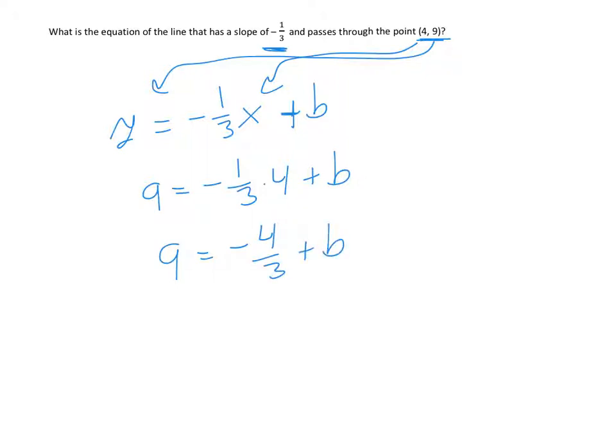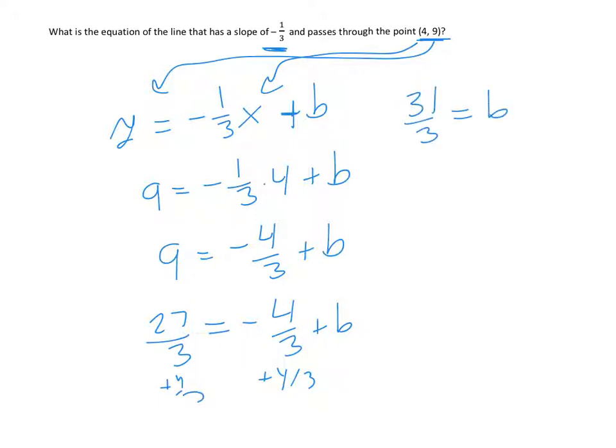Now this is not the prettiest when you're at a fraction, but you can remember 9 is really 27 over 3. I converted to thirds because 9 times 3 is 27. So 27 over 3 equals negative 4/3 plus b. Then if I add 4/3 to each side, I'm going to get 31/3 is b. So that was a little tricky, but we got it. So that means the equation is y equals negative 1/3 x plus 31/3.